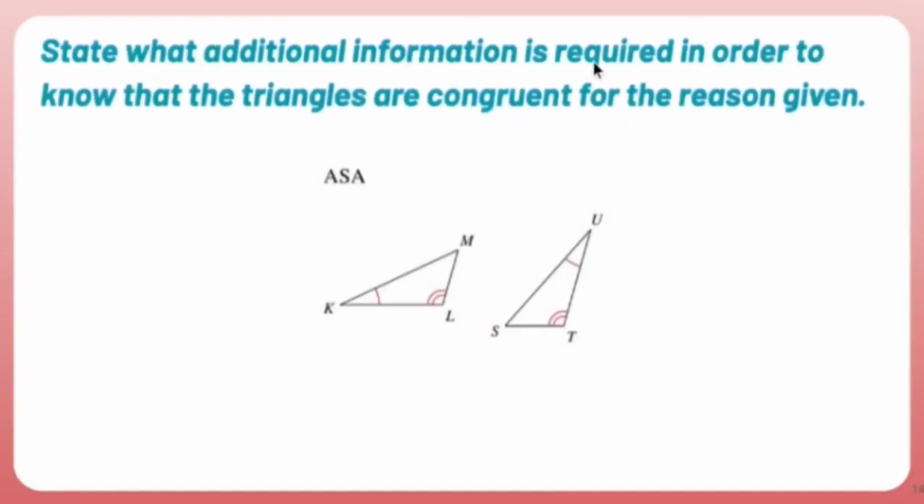State what additional information is required in order to know that the triangles are congruent for the reason given. All right, two triangles. I need to show that these guys are congruent by ASA. ASA, in this order, says that an angle and an angle must have a side in between. So angle, angle, I need that side in between. In order for these guys to be congruent, I already have my two angles, but I need to show that side KL is congruent to side, I have to make sure I do it in order, UT.